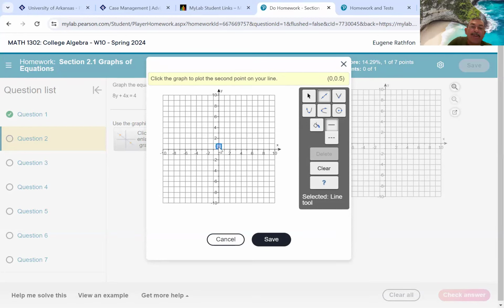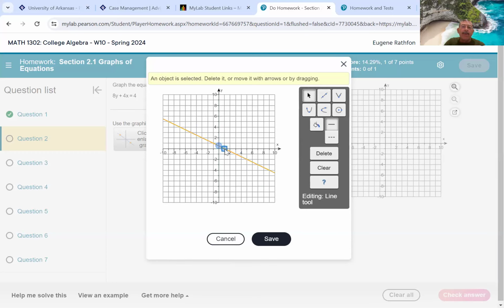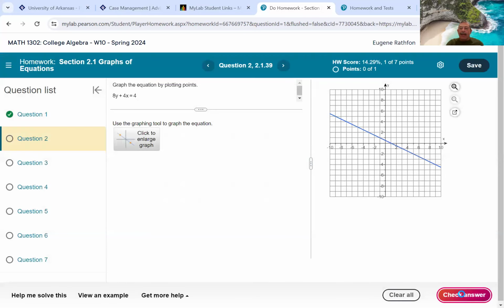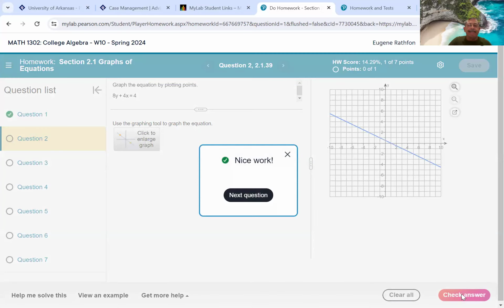Then my second point was 1, 0. So let me go right to 1. So it's showing me I'm at 1, 0, and click. So there's our downhill graph again. So you would just hit save on that and check your answer, okay?